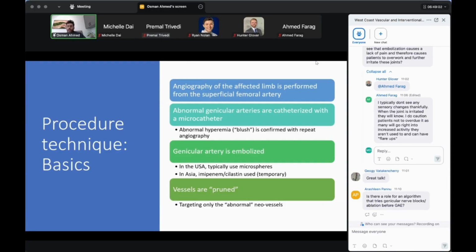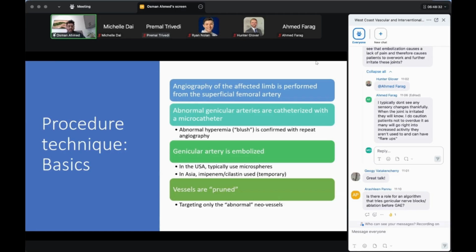And then we're going to go ahead and catheterize the abnormal genicular arteries with a microcatheter. We're going to confirm that blush, and then we're going to embolize that genicular artery. There's a wide range of embolics that you can use. In America, we've typically started with permanent microspheres, whereas in Asia they started with what's known as imipenem cilastatin, which is an antibiotic crystal that has embolic properties. But the reality is that everybody's kind of moving towards these temporary or resorbable particles as we move forward.